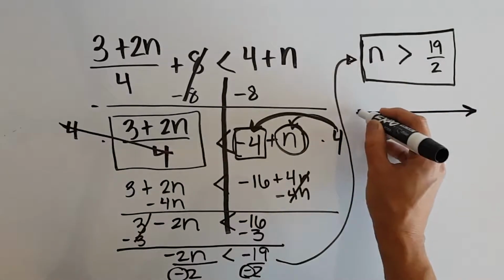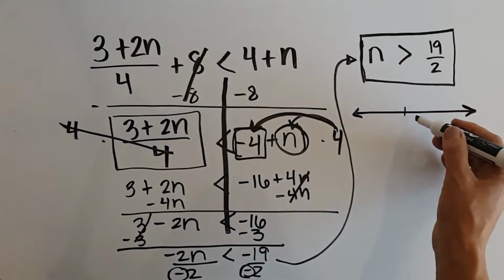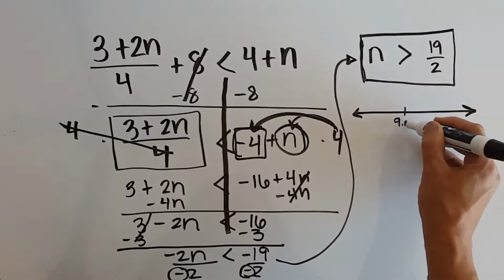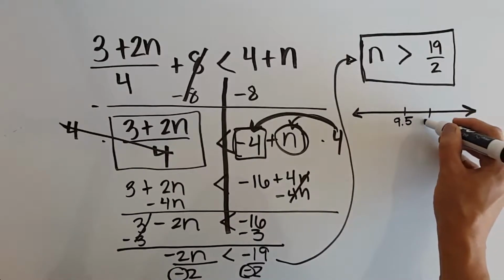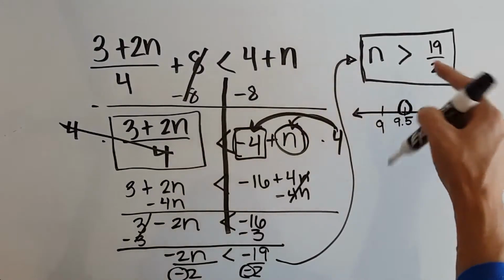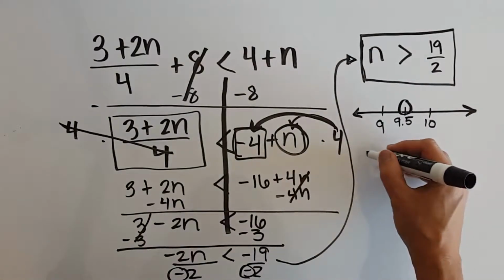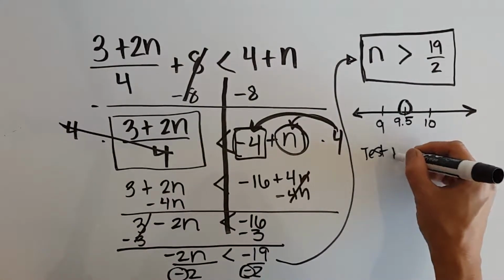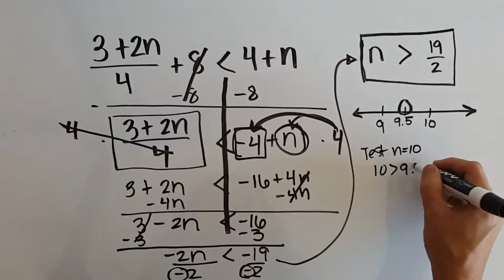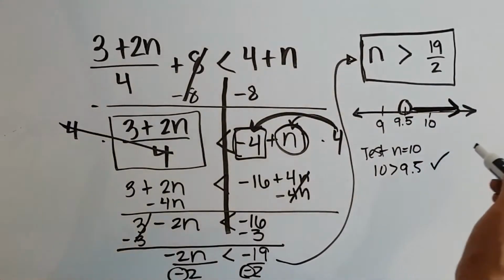If we graph this, you can put 19 over 2, if we turn that into a decimal, would be 9.5. So we can put 10 to the right, 9 to the left. We have an open circle because it's not equal to, and it says n is greater than 19 halves. So again, we can test. If I test n equals 10, well, we would get 10 is greater than 9.5, and that's true, so we're going to shade in the direction of 10.